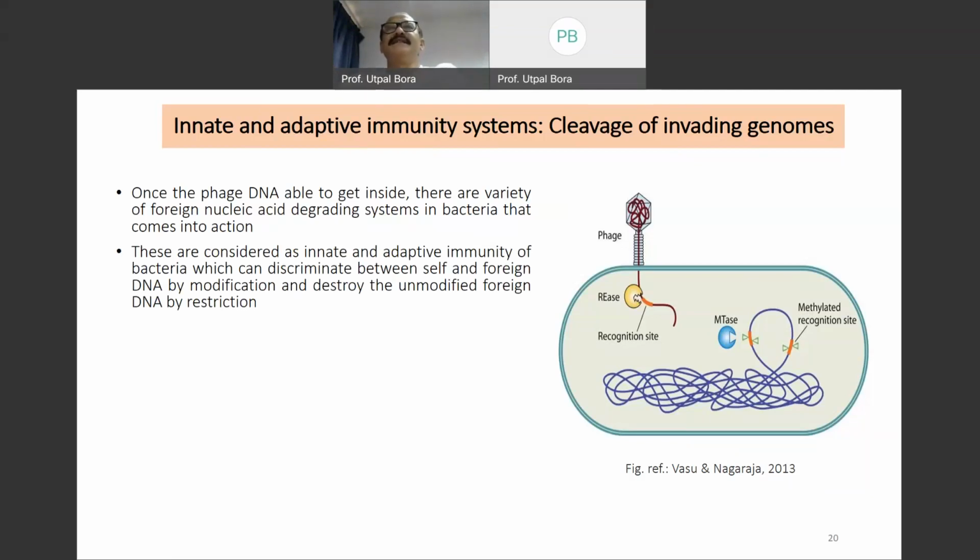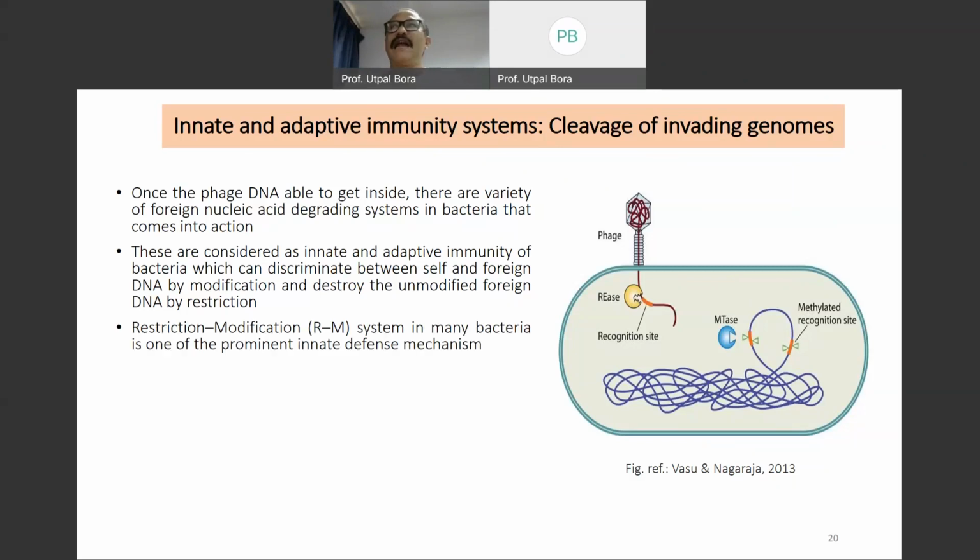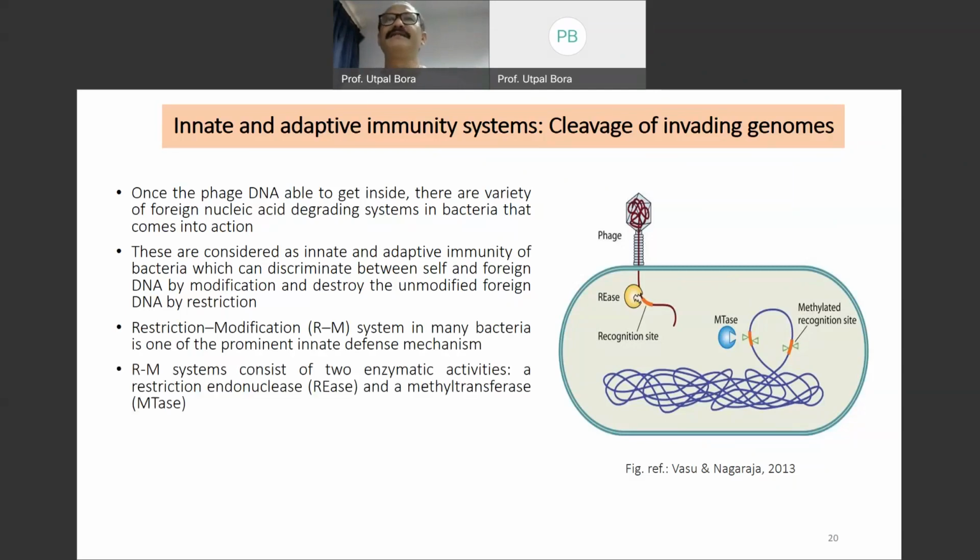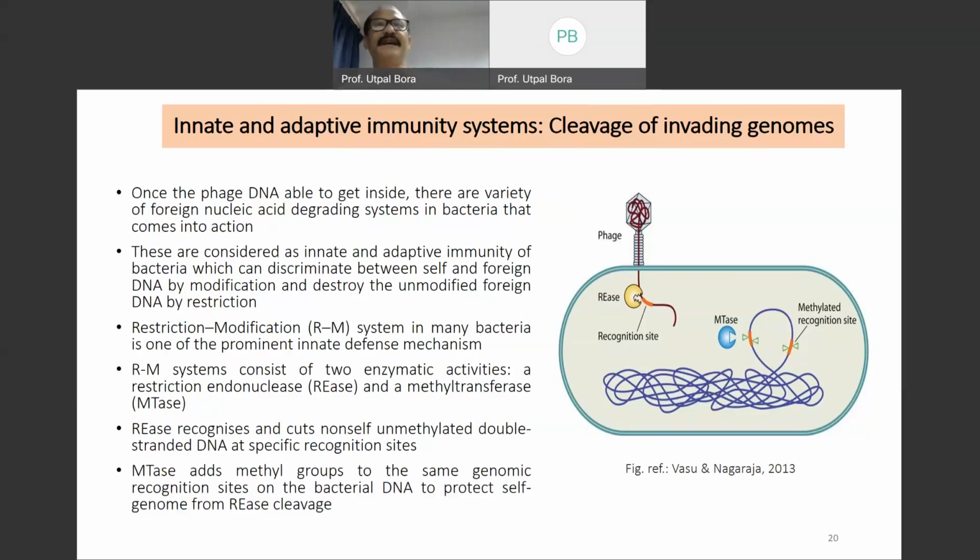So these are considered the innate and adaptive immunity of bacteria, which can discriminate between self and foreign DNA by modification and destroy the unmodified foreign DNA by restriction, which you are already aware of. The restriction modification system in many bacteria is one of the prominent innate defense mechanisms. The restriction modification system consists of two enzymatic activities, as I have already told you, a restriction endonuclease and a methyltransferase or MTase. The restriction endonuclease recognizes and cuts non-self and unmethylated double-stranded DNA at specific recognition sites. The MTase adds methyl groups to the same genomic recognition sites on the bacterial DNA to protect the self-genome from restriction endonuclease cleavage. So these are the basic things which many of you already know.